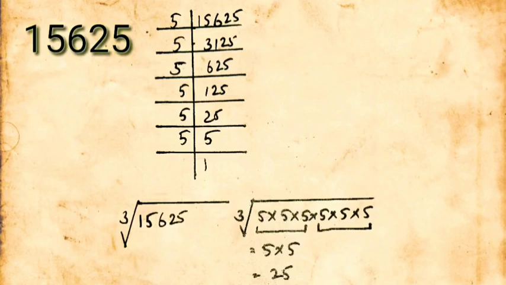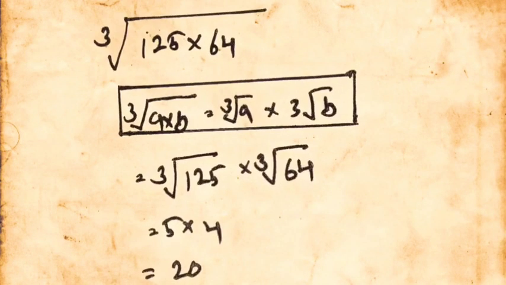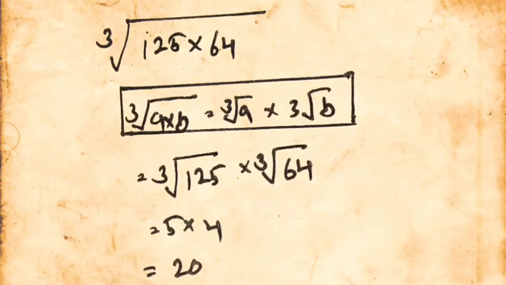The cube root of 15,625 equals: write down all the factors and make triplets of equal factors. These three 5s are in the first triplet, and the second triplet is of the other three 5s. We select one 5 from the first triplet and one 5 from the second, and multiply them together. 5 multiplied by 5 is 25. So the cube root of 15,625 is 25.